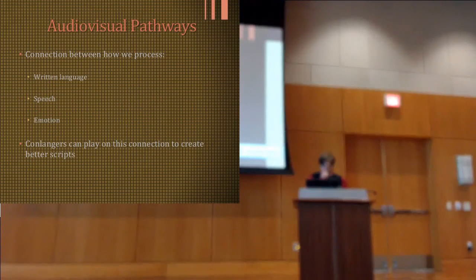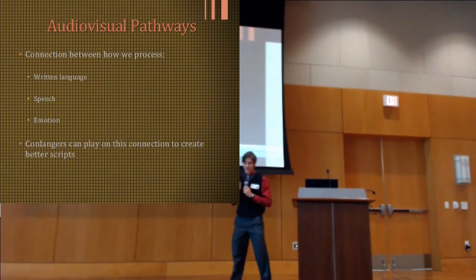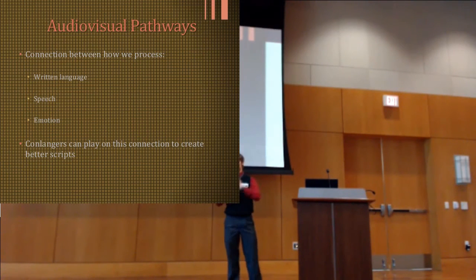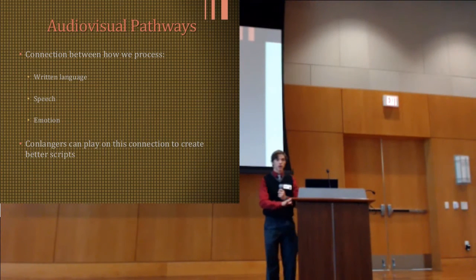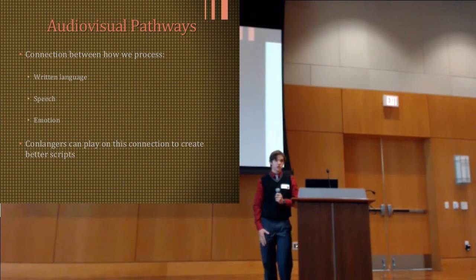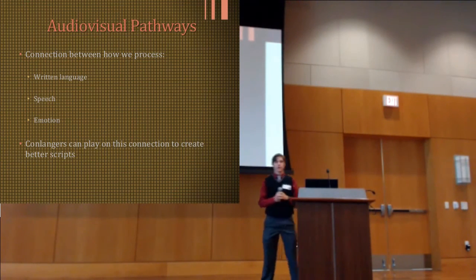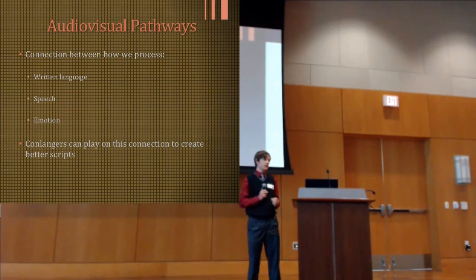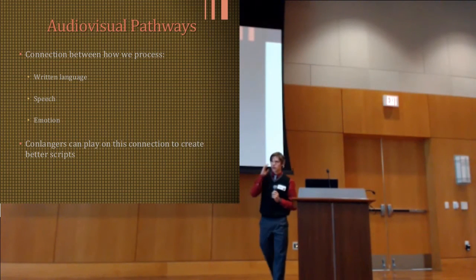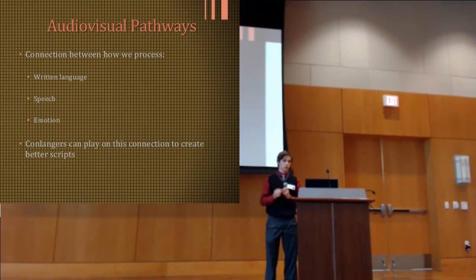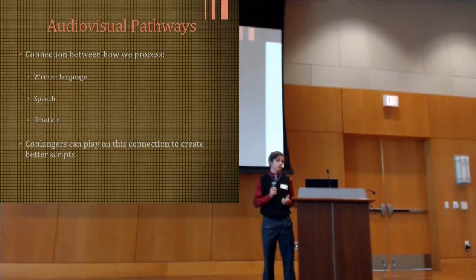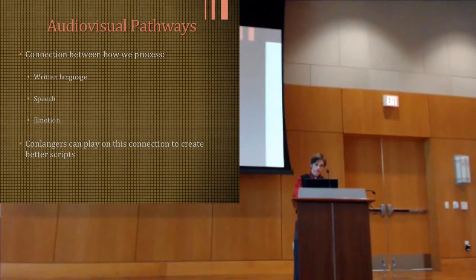So, as I said here, there are a number of connections between how we process written language, spoken language, and then how we create our own pathways of speech. This is also tied in with other processes of the brain, including personification, identification of people, and emotion. And we all, as conlangers, can play on this connection to create more custom, more natural scripts that better match the constructed language that you have all created. You can use these techniques to fine-tune your script to fit your language.